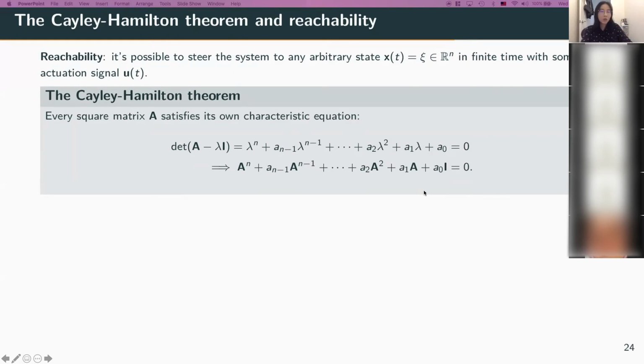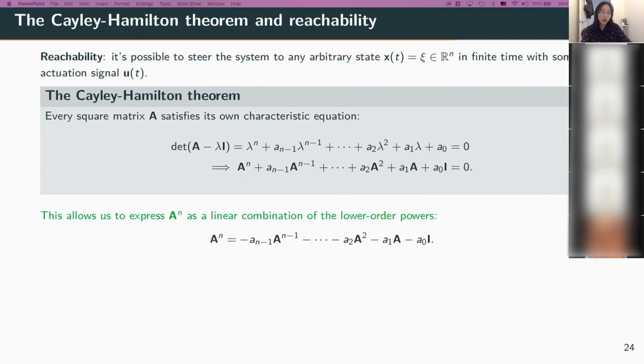And why do we need this? The Cayley-Hamilton theorem actually allows us to express the nth power of A as a linear combination of the lower order powers. So this is essentially just rewriting this equation by moving all of the lower order terms to the right-hand side. So that gives us this.